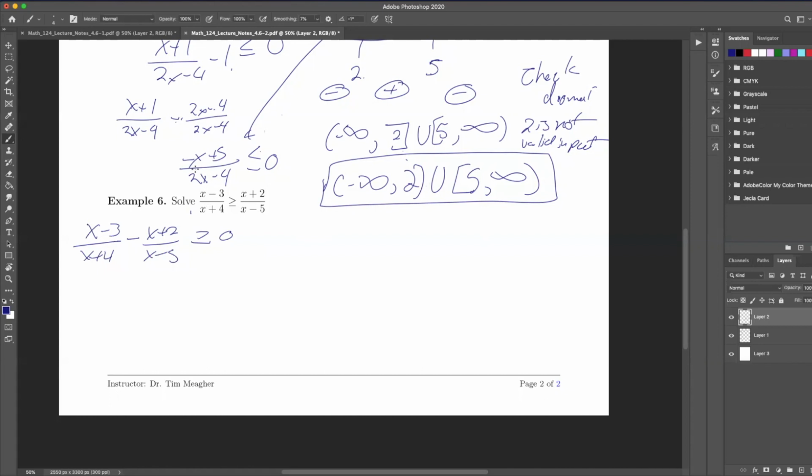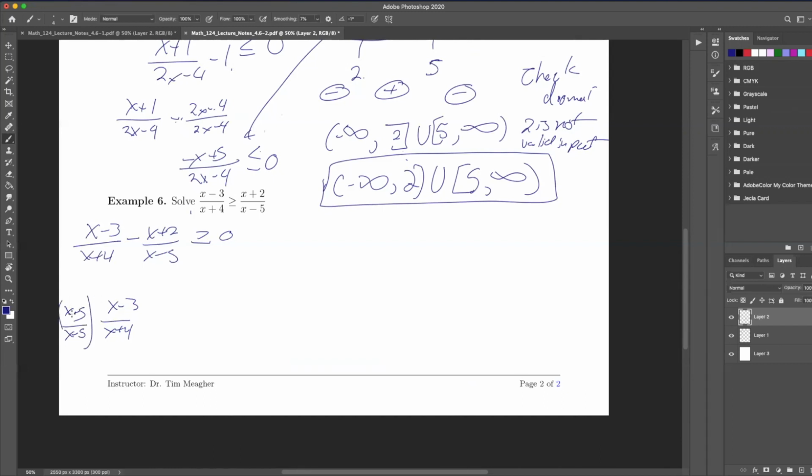Then I must put them together. How do I do that? I multiply, just like we did in the just-in-time notes. We're going to multiply this one by this denominator. Let me be very clear. We're going to take x minus 3 over x plus 4, and I'm going to multiply it by the denominator of the other one, both top and bottom.